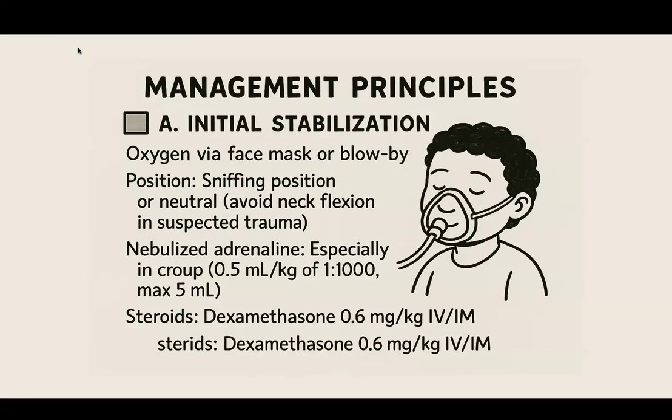Nebulized adrenaline, especially in croup, is 0.5 ml per kg of 1 to 1,000, using a max of 5 milliliters. Also, you can use a steroid, dexamethasone, 0.6 milligram per kg IV or IM. It's 0.1 to 0.6. That's a dose that you may use.